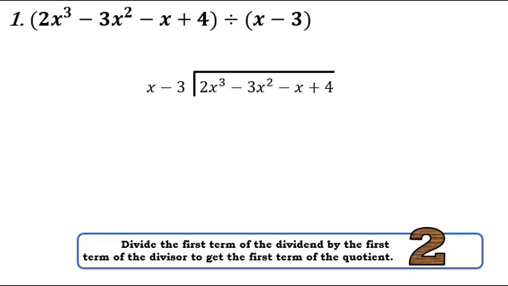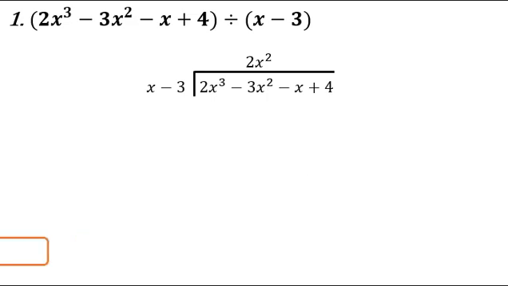Divide the first term of the dividend by the first term of the divisor to get the first term of the quotient. So ang first term ng ating dividend is 2x cubed, while the first term of the divisor is equal to x. At kapag i-divide natin yung dalawa sa isa't isa, 2x cubed divided by x, the answer is equal to 2x squared. At ang 2x squared ay ilalagay natin sa tapat ng negative 3x squared. Bakit? Dahil po, sila ang may parehas na exponent. And then, pag nakuha na natin ito, dumako na tayo sa susunod step.